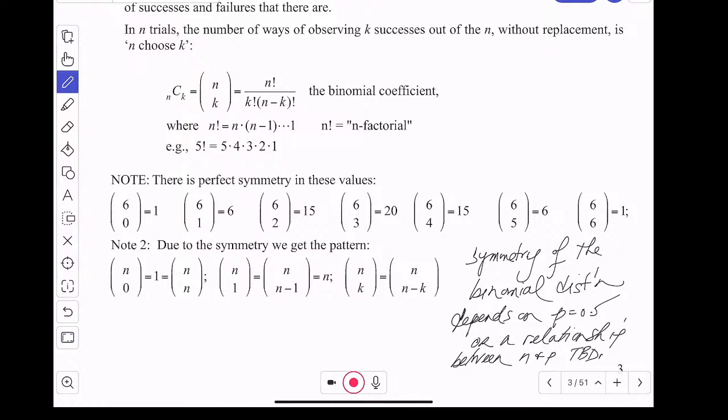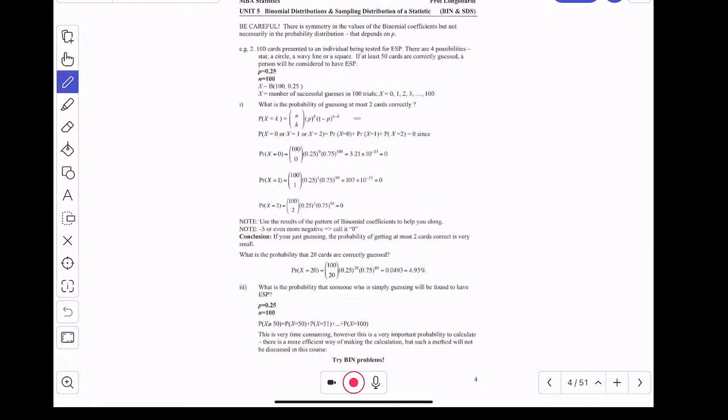A relationship between n and p to be discussed. So what I wanted to do was show you how to do this in Excel. We're going to generate a probability distribution in Excel.